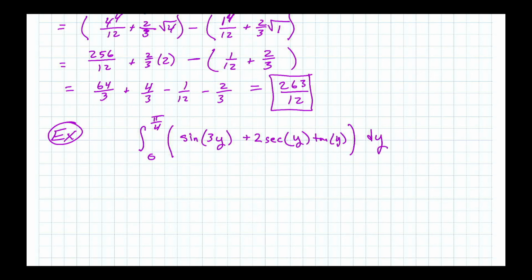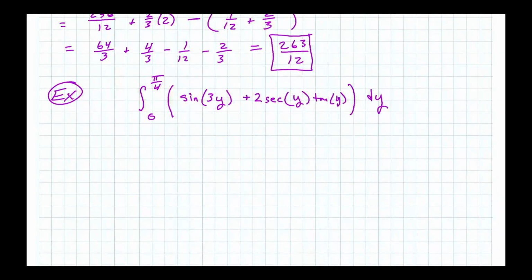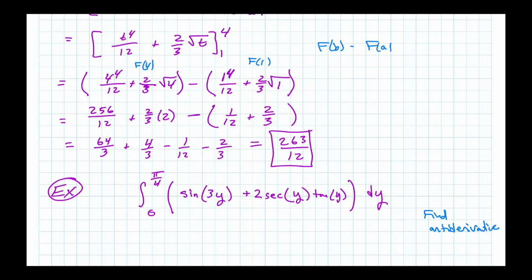Okay, let's do this. So here we go. We've got another indefinite integral, and all you're going to be doing here is finding your antiderivative, same as before. So find the antiderivative, and that's using your basic rules for antiderivatives. So you're going to be looking up the antiderivative of sine 3y.